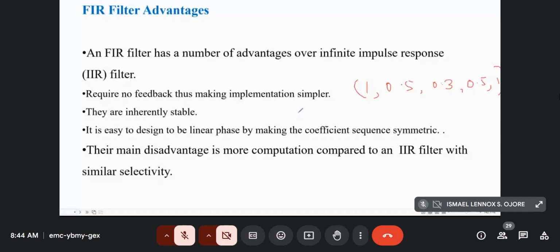If it's linear phase, it means its coefficients will actually have this kind of symmetry. This is just when you have 5 coefficients. What does that mean when you have 5 coefficients? It's order 4. The order is 4.